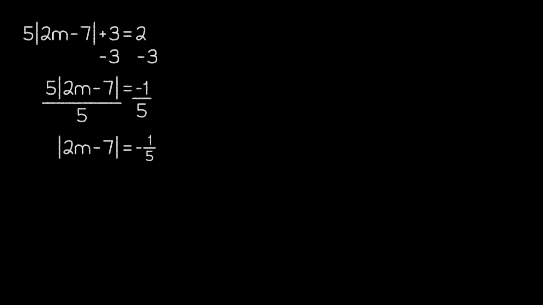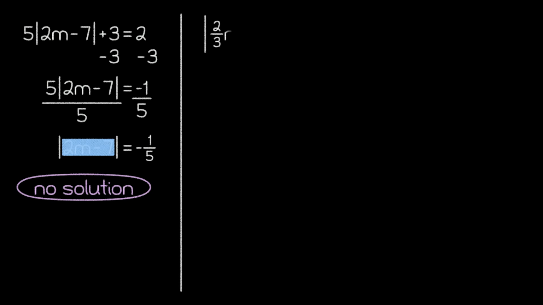Now, since the expression inside the absolute value bars has a bit of complexity, let's draw a box around that expression and analyze the equation from there. This gets us to the point where we should be asking ourselves, the absolute value of what number is -1/5? But wait, will the absolute value ever give us an answer that's negative? No. That means that it's impossible to find a solution to this equation, and we express that by saying that there is no solution.